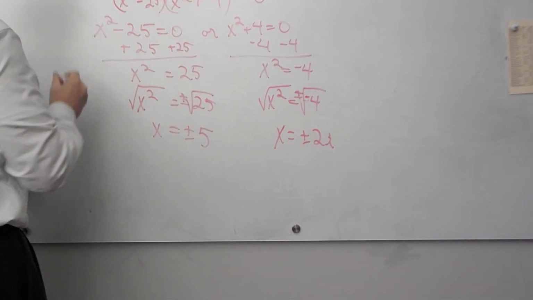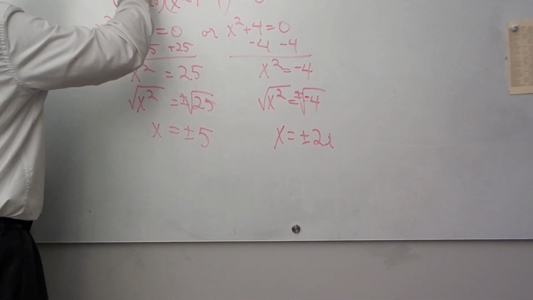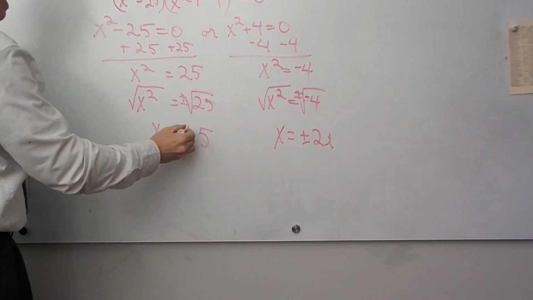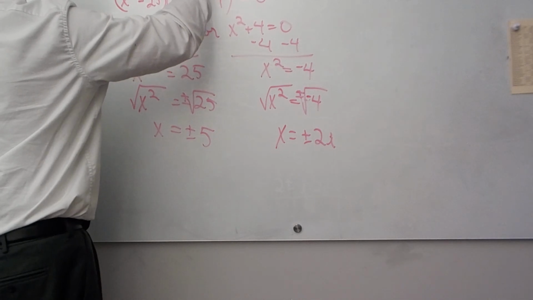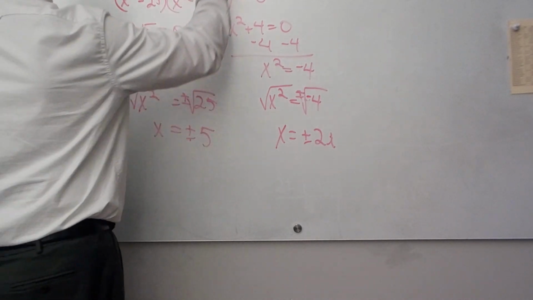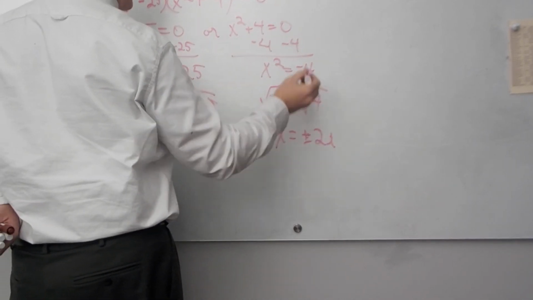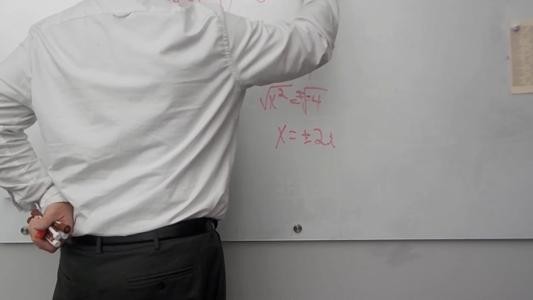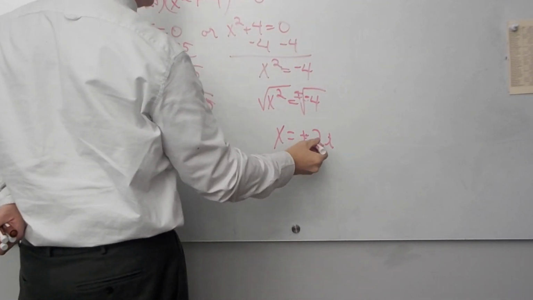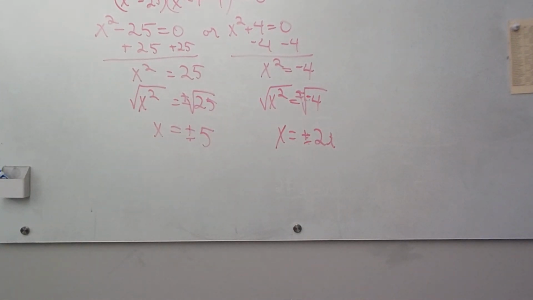Now our product of linear factors will be x minus 5, that goes with the positive 5, times x plus 5, that goes with the negative 5 zero. x minus 2i, that goes with the positive 2i for our zero, and x plus 2i, that goes with the negative 2i for the zero. There is number 3.